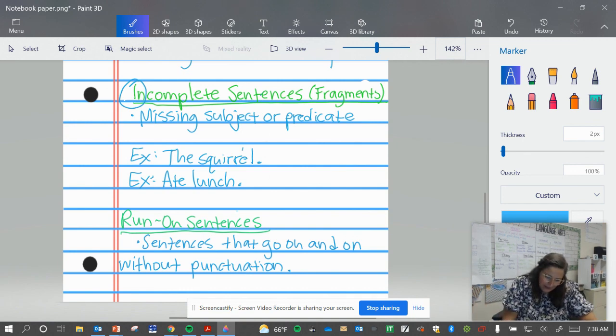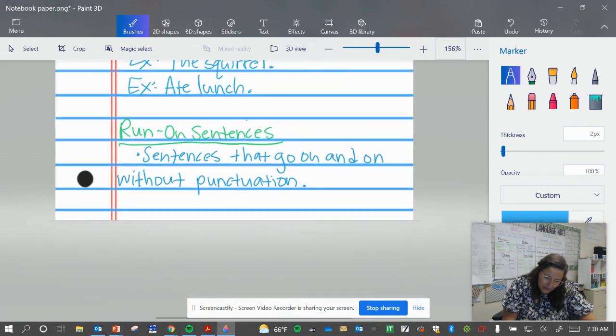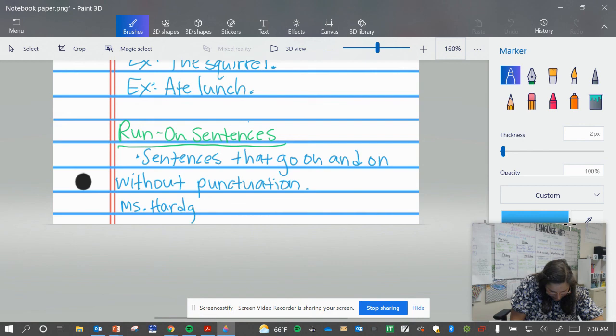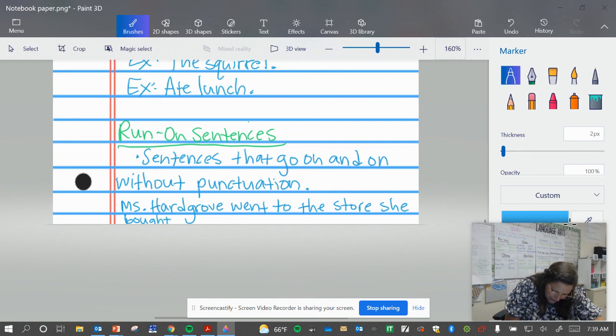Okay, so let's do an example down here. And just move it around a little bit. And we're going to say, Miss Hargrove went to the store. She bought, she bought a lot of groceries. That is a run-on, okay?